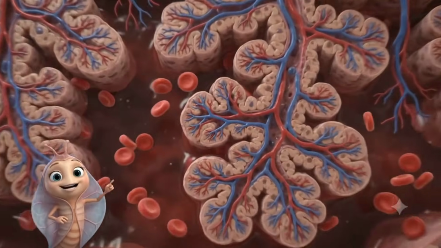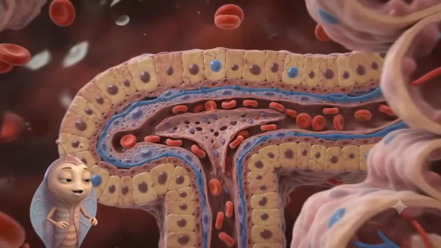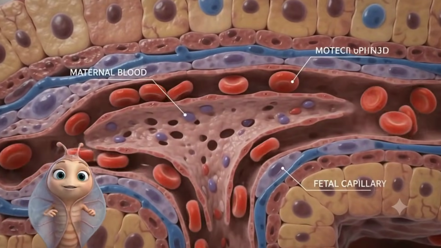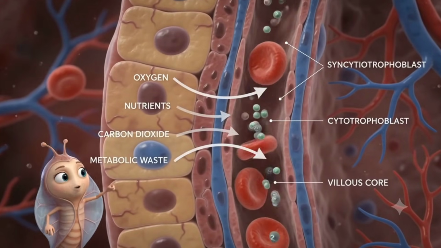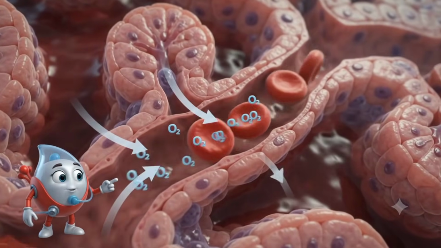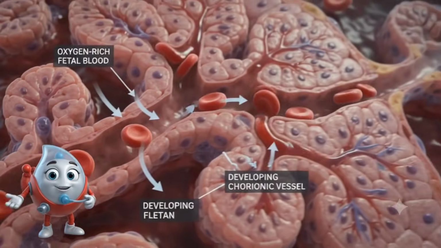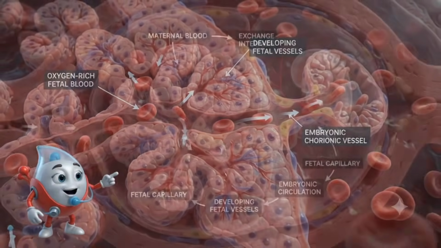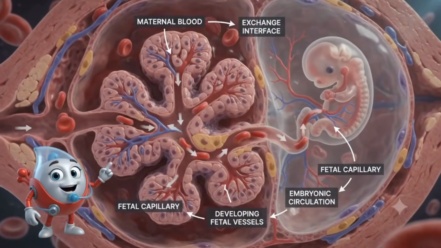Maternal and fetal blood stay separate. Instead, oxygen and nutrients cross the villus interface toward the fetal circulation, while carbon dioxide and waste move back toward the maternal blood. After exchange, oxygen-rich fetal blood remains inside the developing fetal vessels. From the capillaries, it travels toward an early pathway of flow.